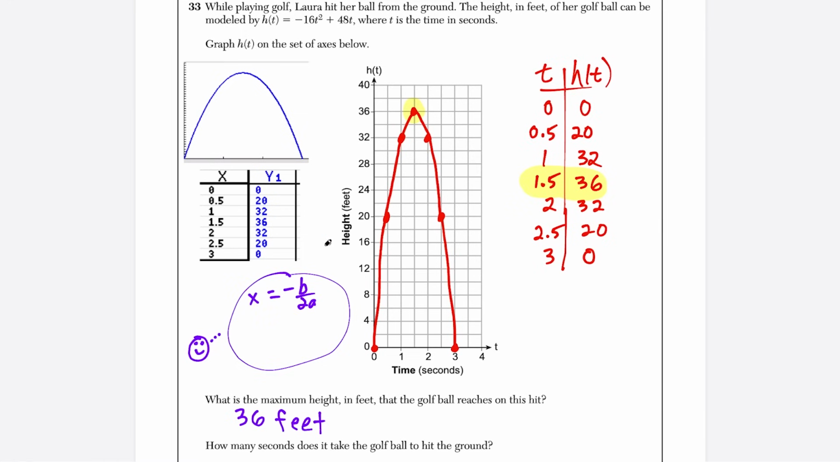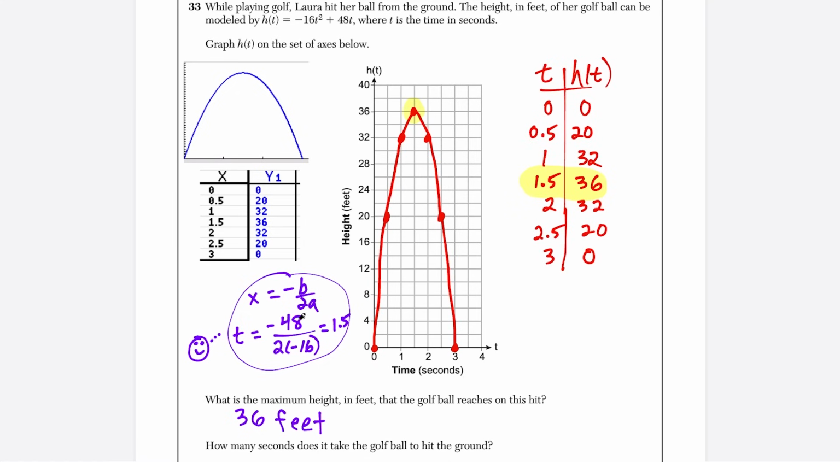And if I use that idea for this question, I could say that at t equals negative, and my b term is 48. So I have negative 48 over 2 times negative 16. If I work something like this out, this is going to simplify. 48 over 16 is 3, and then 3 divided by 2 is 1.5. Okay, I do have a negative here and here, and a negative divided by a negative is a positive. So that's how I know this is working out positive.